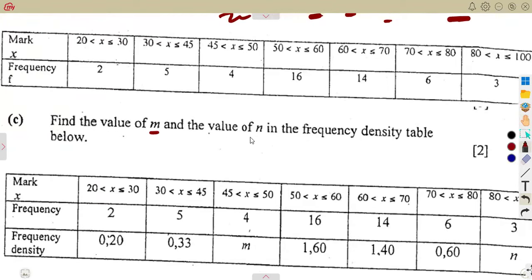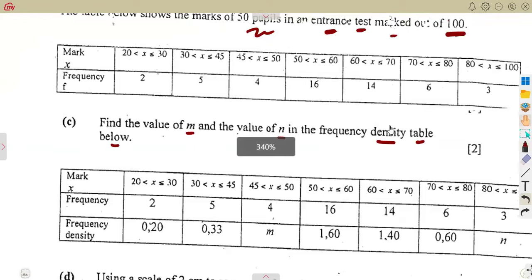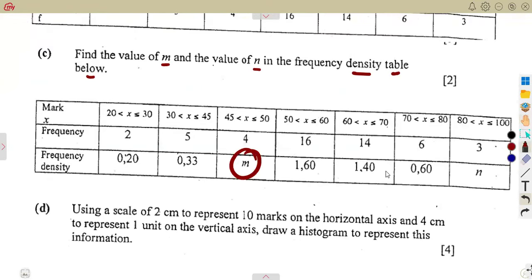Find the value of M and the value of N in the frequency density table. They told us in the frequency density table below, this is the frequency density that we have. So what are the M and the N here representing? The frequency densities. They already calculated some of the frequency densities for us, so we just need to fill in the missing part. Also, check how they are written like 0.20. Why are they putting a 0? Is it important? No, it's not. But the importance of it is to show us that our answers were being rounded to 2 decimal places. Whatever you get, round it also to 2 decimal places, in case you have a lot of decimals.